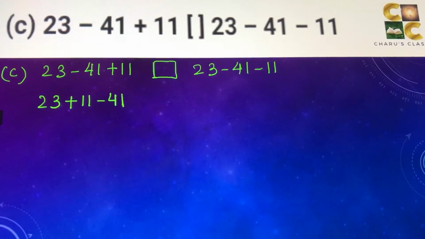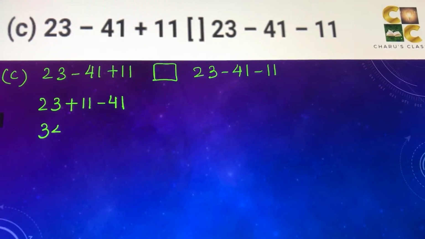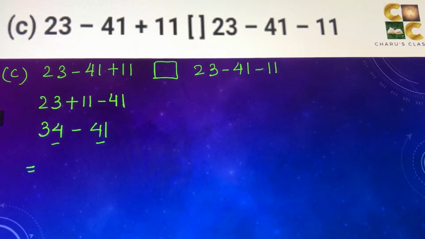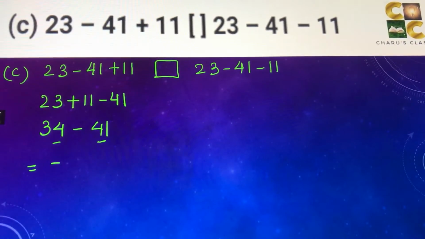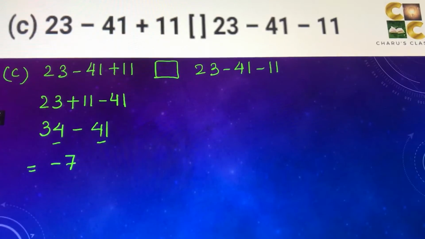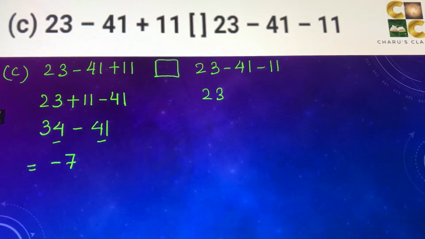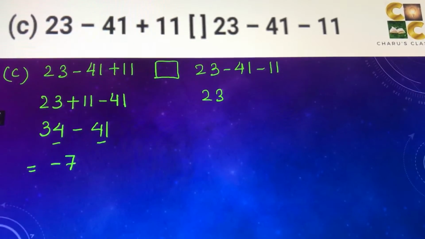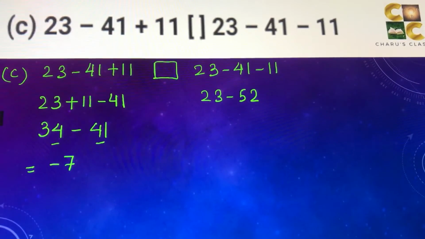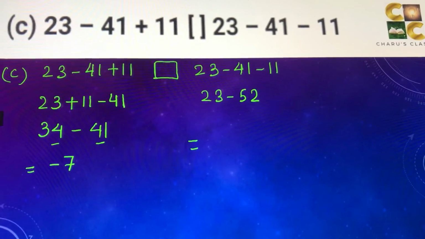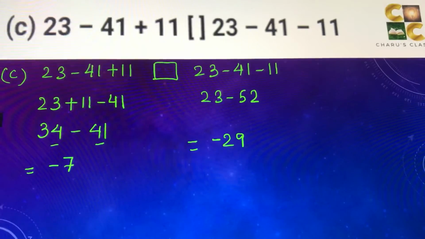Now 23 and 11, so that is going to be 34. So 34 minus 41, एक पॉजिटिव एक नेगेटिव नंबर हमेशा सब्ट्रैक्शन होगा with the sign of the bigger number. So this is going to come as -7. On the right hand side, 23 minus 41 minus 11, two negative numbers will get added up with the negative sign. So 23 minus 52. Now one positive, one negative, we will have subtraction, and since 52 is the bigger looking number, minus sign will come. So if you do 52 minus 23, then it will be 29 and with a minus sign.